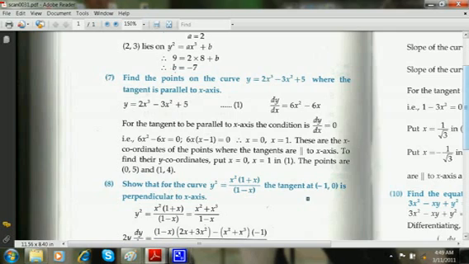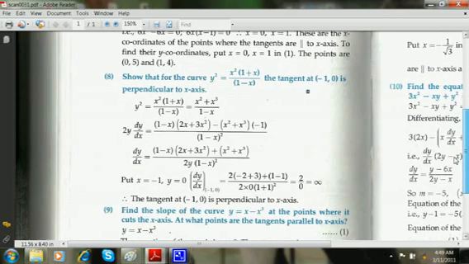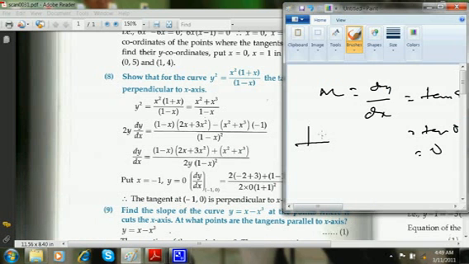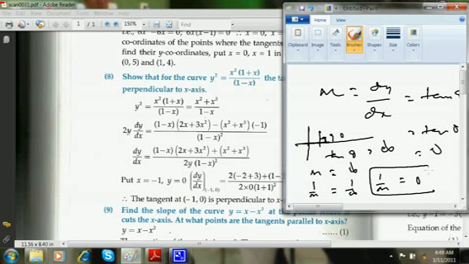Show that the curve, when it is perpendicular, if something is perpendicular, this is 90 degrees. This is the x and y axis. This is 90 degrees. So tan theta is tan 90, which is infinity. So m equals infinity. Whatever you have got, you can just reciprocate. 1 by m is 1 by infinity. So 1 by m is 0. Get the m value and then use 1 by m is 0. You can get the answer.